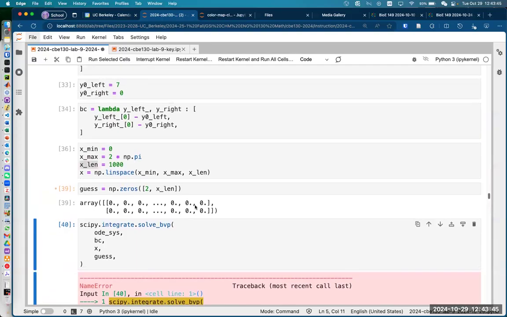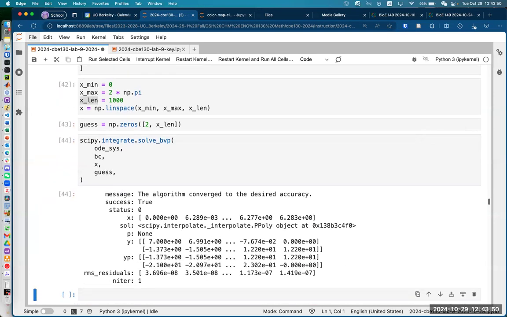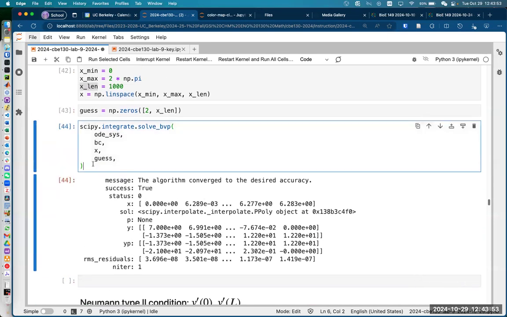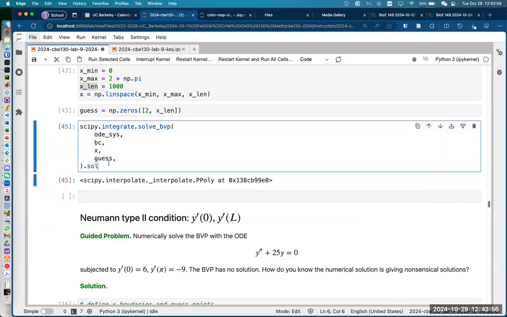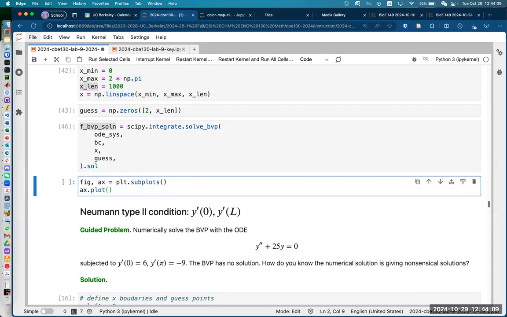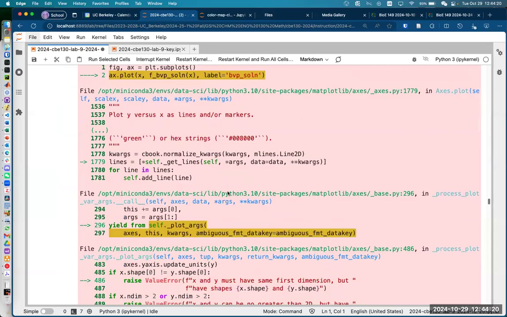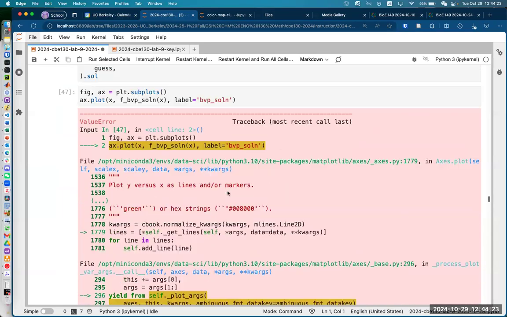Oh, why, right? So I should put an underscore here. And then this gives the final result. So we index to the solution. So the BVP solution is a function. So we can plot the result. So x, and then the function evaluated at x, label it as the BVP solution. Must be the same dimension.